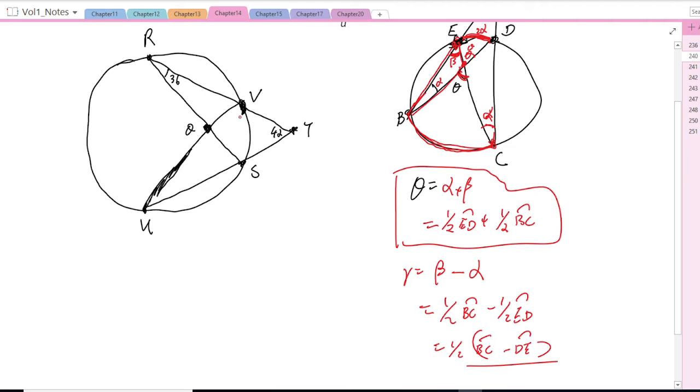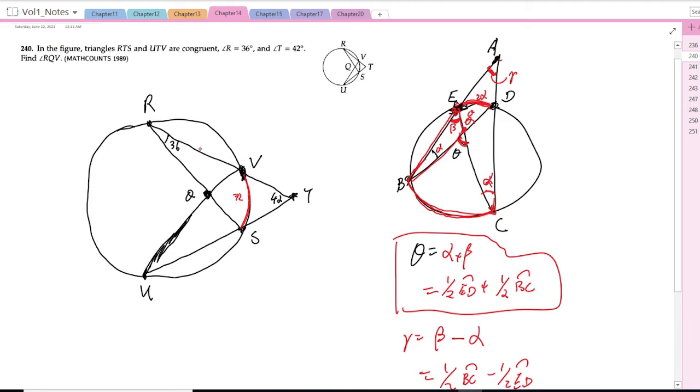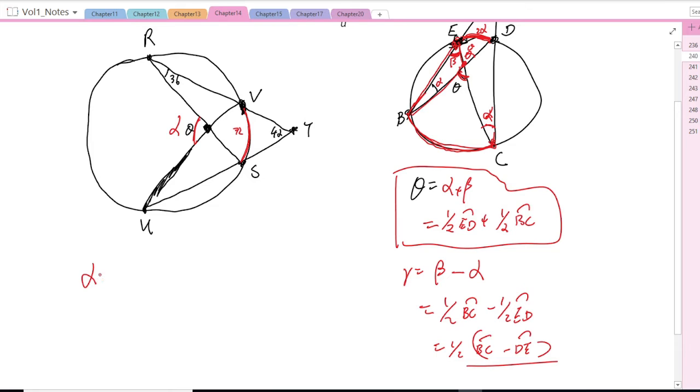So now let's see. We know this is 36 degrees, so we know this arc is 72, right? We are going to solve for RQV. So this angle, this is alpha. The angle alpha is equal to half of arc RU plus half of arc VS. We know RU and VS already, right?